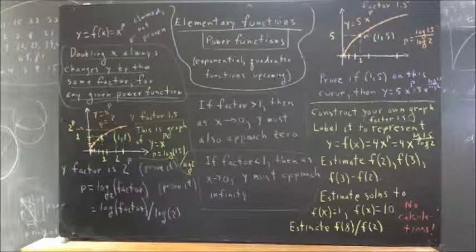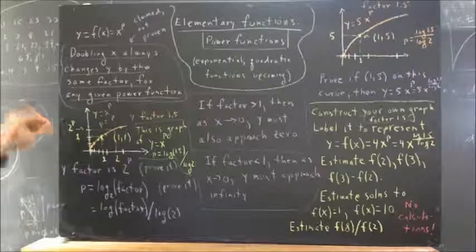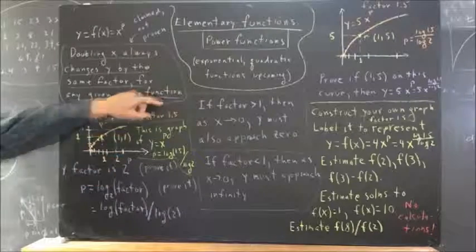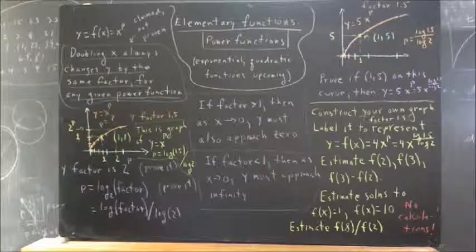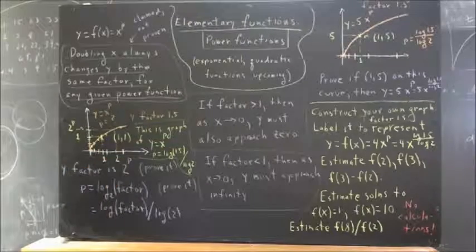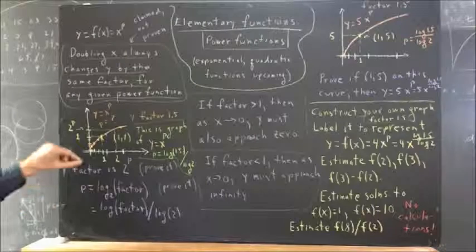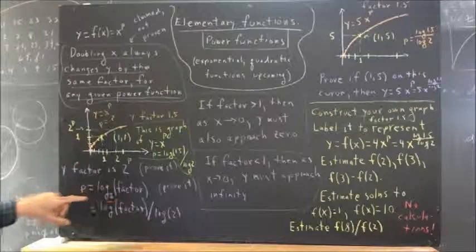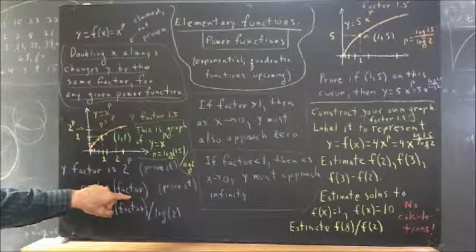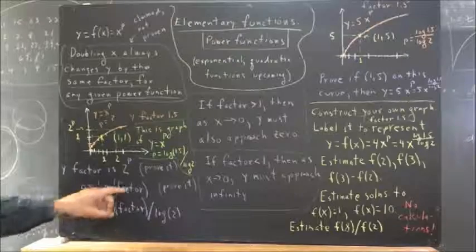Can you prove that? That is, whatever the power of p is, 2 to the p has to equal 1.5. Okay, and this is the y factor that corresponds to doubling x. Okay, the next thing that comes immediately from this is that p is the log to the base 2 of that factor. So if the y factor is 1.5, p is the log to the base 2 of that factor.